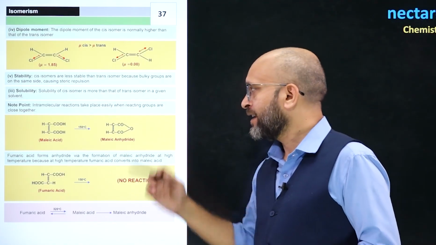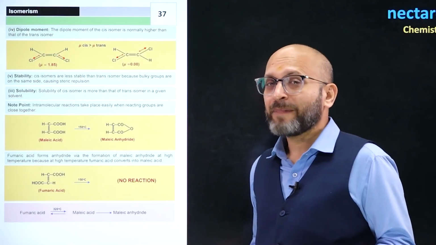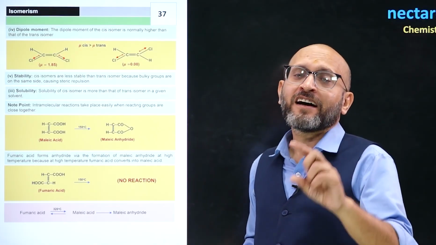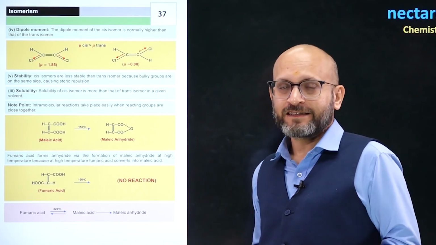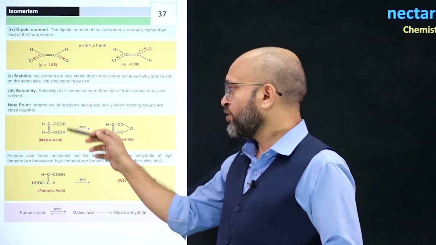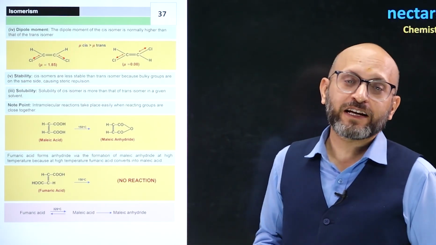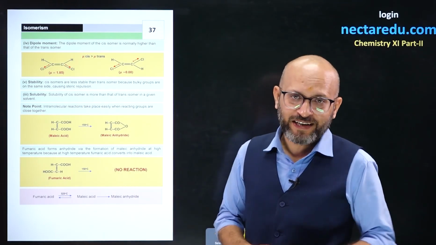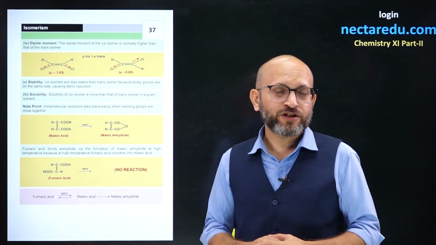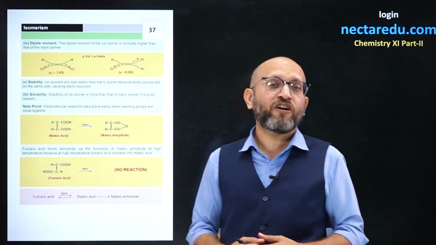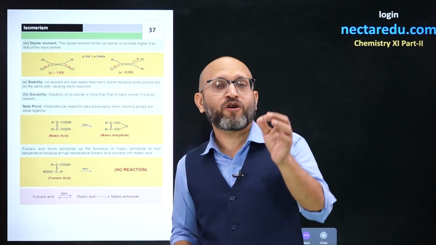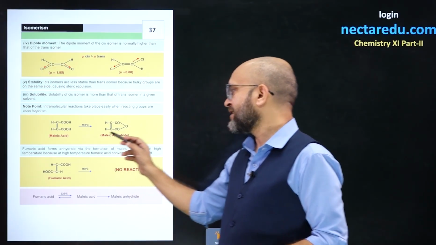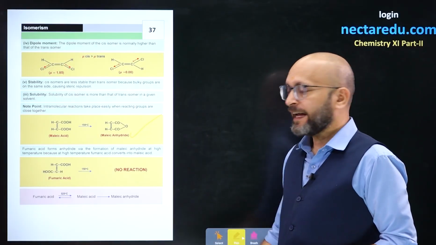Next we have taken an example, which is maleic acid. Maleic acid is a cis isomer and fumaric acid is the trans isomer. For maleic acid, you can see intramolecular hydrogen bonding has been observed. When you heat it up to 150 degrees, it will undergo dehydration and we will get the anhydride of maleic acid, which is called maleic anhydride. So dehydration of maleic acid gives us maleic anhydride.